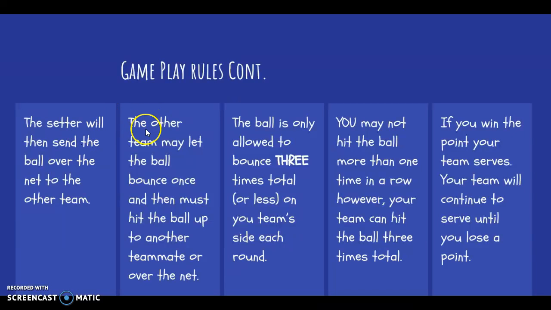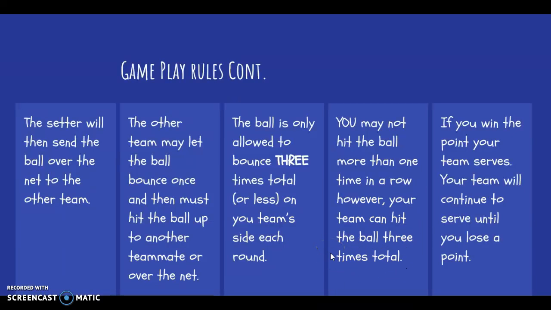Just like we saw, the other team may let the ball bounce once and then must hit the ball up to another teammate or over the net. The ball is only allowed to bounce 3 times total or less. You don't have to have it bounce at all on your team's side each round. You may not hit the ball more than 1 time in a row. However, your team can hit the ball 3 times total.